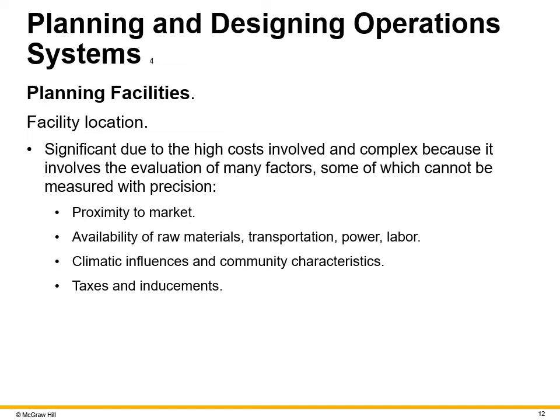Once a facility location decision has been made and implemented, the firm must live with it due to the high costs involved. When making the facility location decision, the firm must pay careful attention to factors such as proximity to the market, availability of raw materials, availability of transportation, availability of power, climate influences, availability of labor, community characteristics, taxes, and inducements. The facility location decision is complex because it involves the evaluation of many factors, some of which cannot be measured with precision.